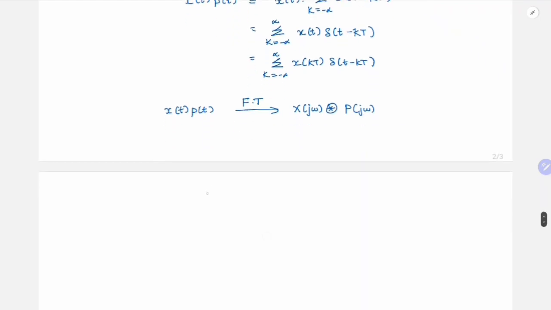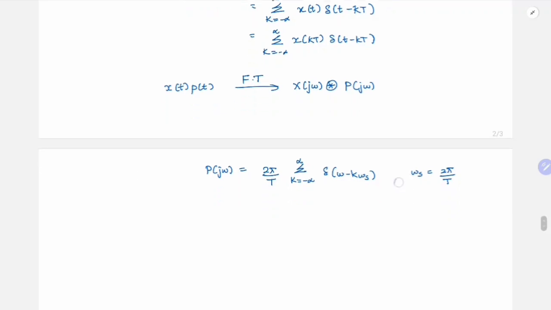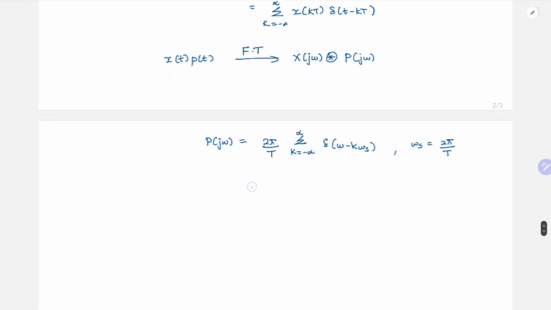From the earlier lectures, if you remember, my P of j omega will be nothing but 2 pi by T summation k equal to minus infinity to infinity delta of omega minus k omega s. And what is this omega s? This omega s is nothing but 2 pi by T. So the Fourier transform of an impulse train is also an impulse train, right? But only with a scaling factor of 2 pi by T.